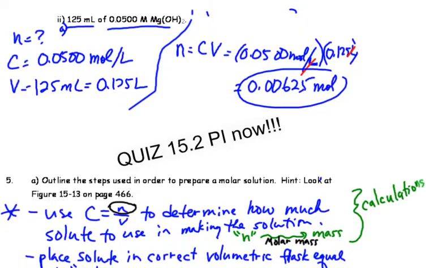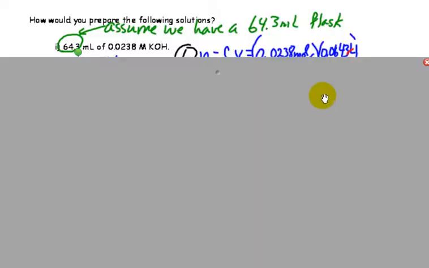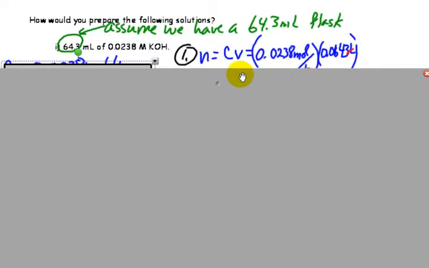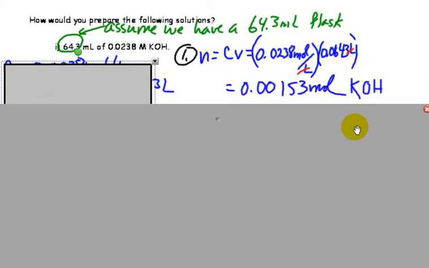So of course, if we look back at the steps, we're going to figure out the mathematics of it, and then the verbal statements outlining what we need to do with that. So if we look here, n is equal to C times V. So our concentration, 0.0238 moles per liter, multiplied by, I'll move the decimal 3 places to the left, 0.0643 liters. So that works out to be 0.00153 moles.